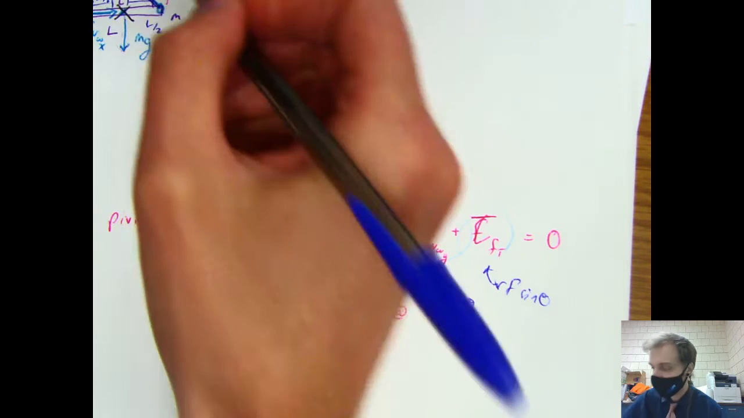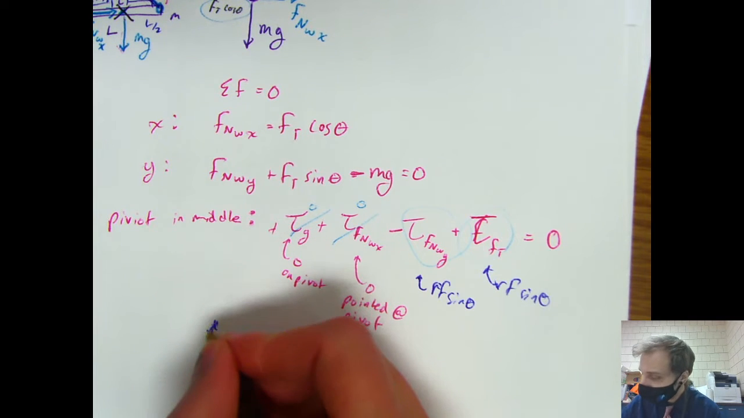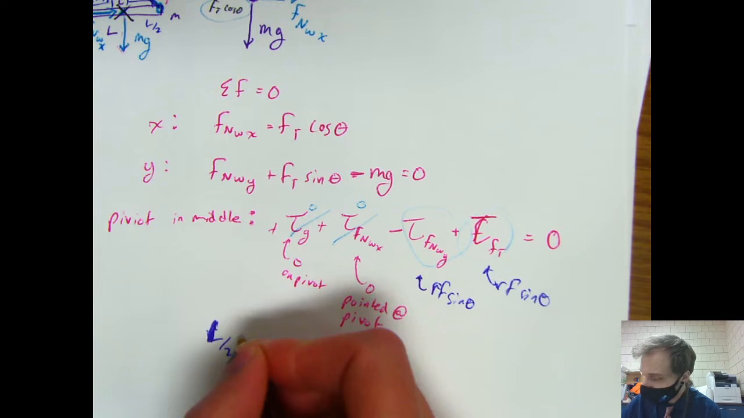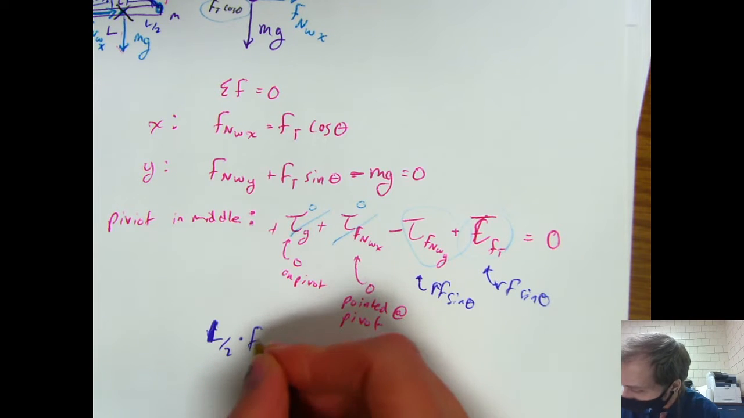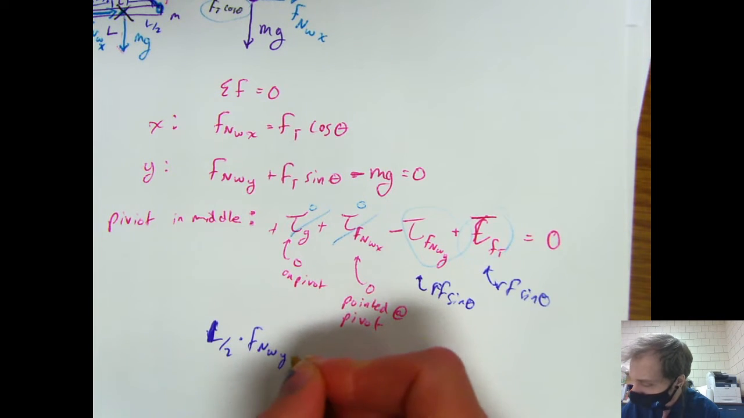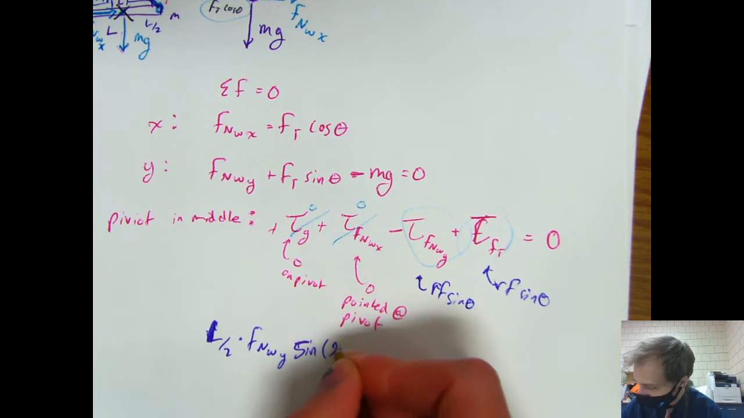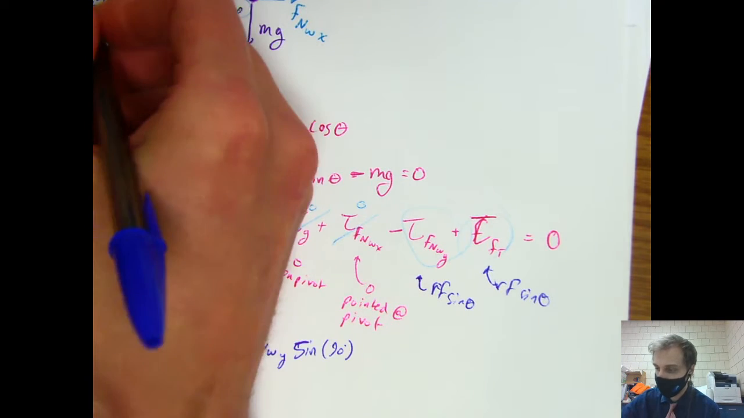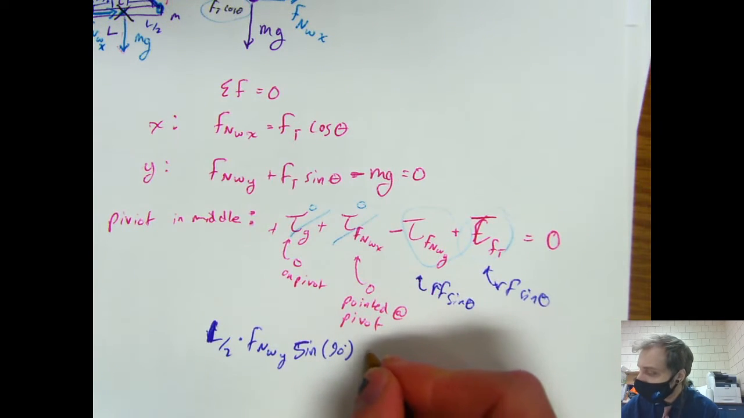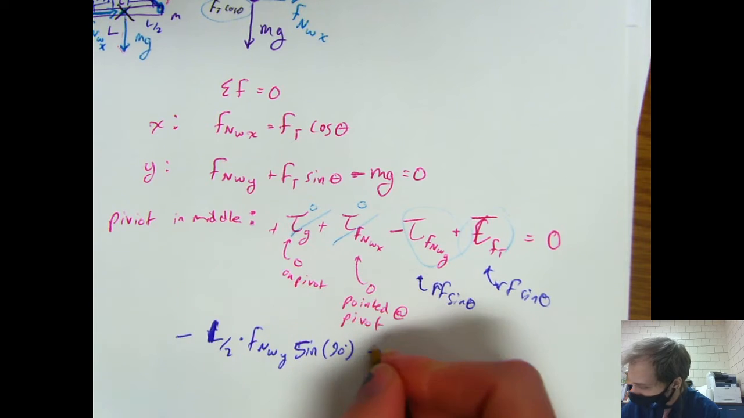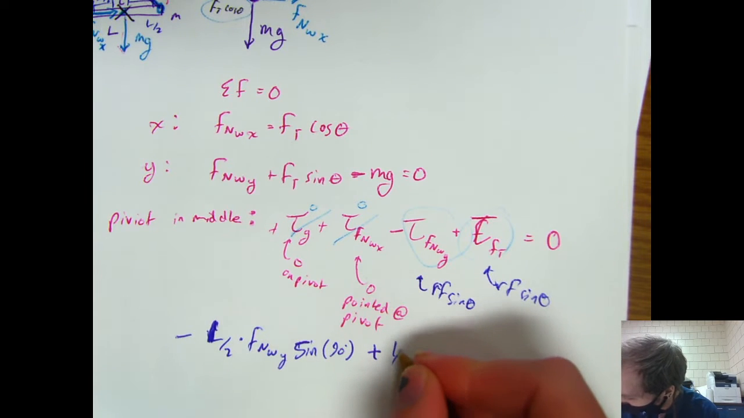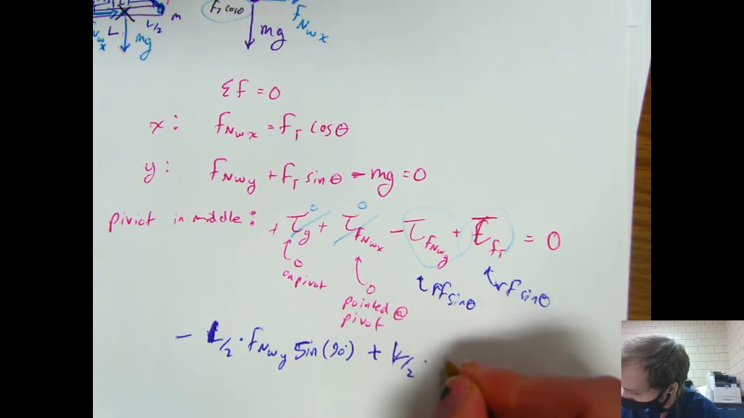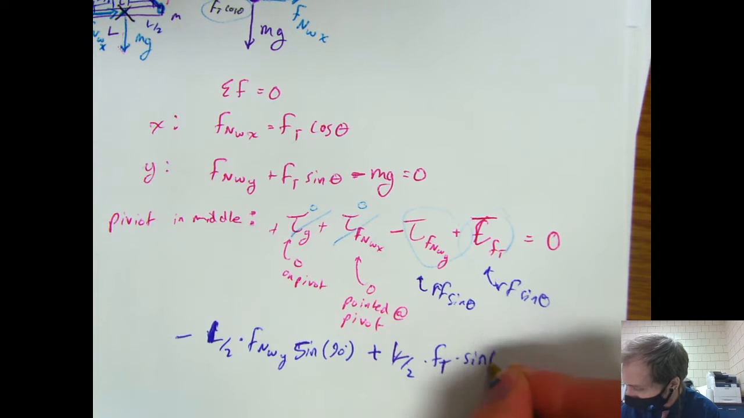If I put the pivot in a different place, this will be different. So L over 2 times the normal force from the wall in the y direction, times the sine of the angle for the wall, which is 90 degrees, because this is perpendicular to the rod. Minus, what's this one? Plus L over 2 times the force of tension times the sine of theta.